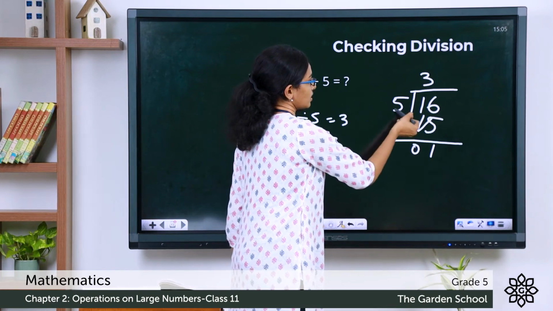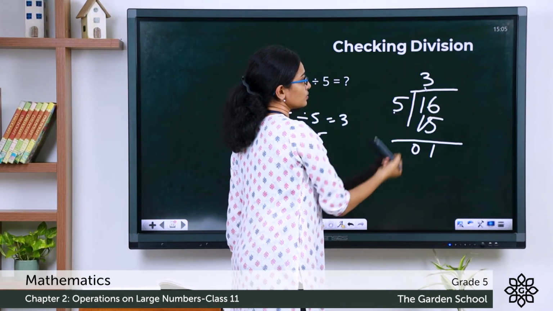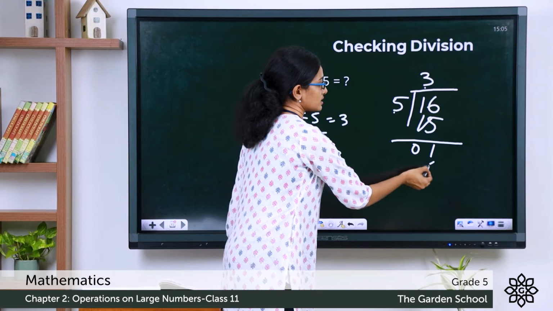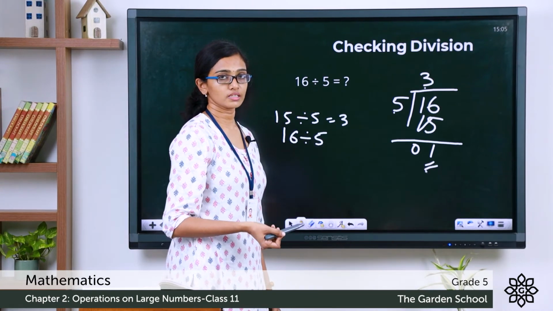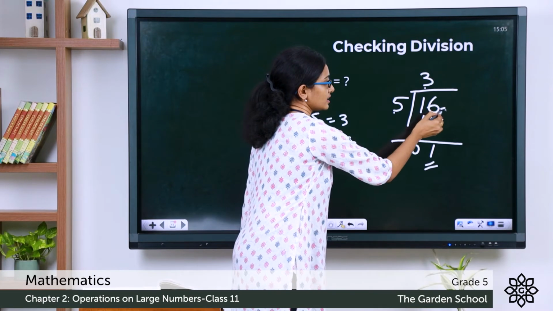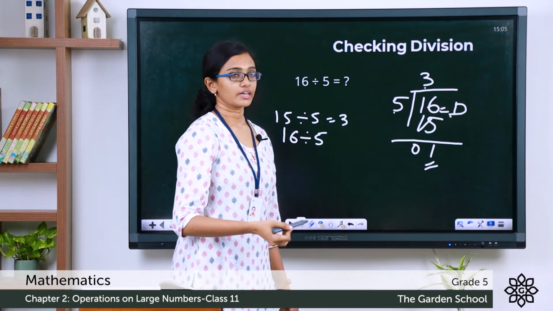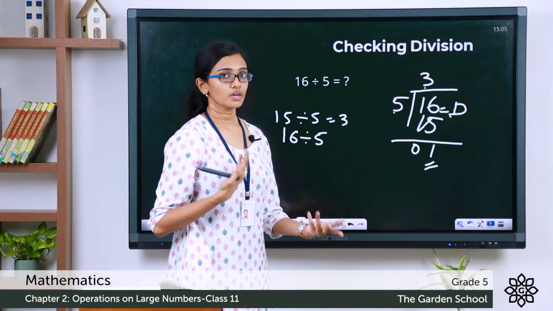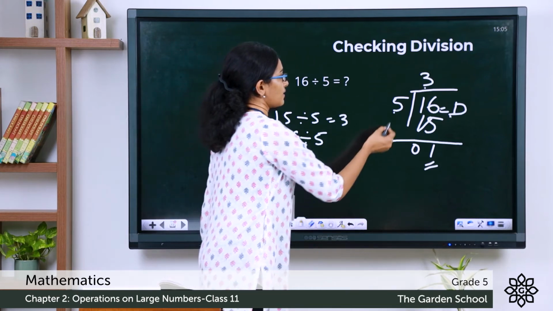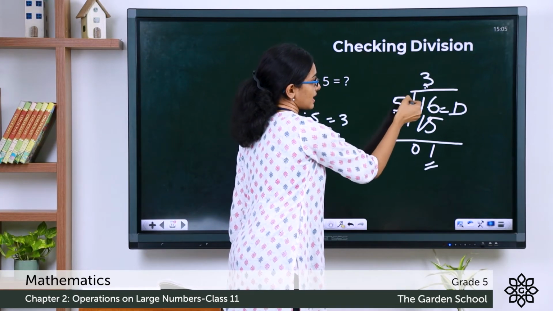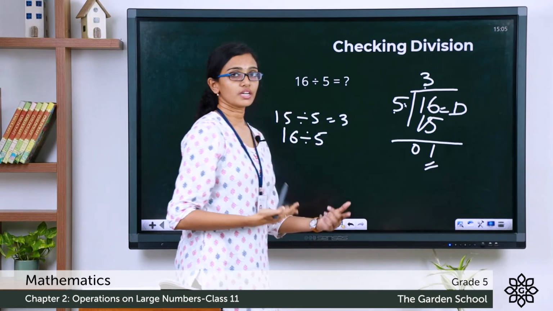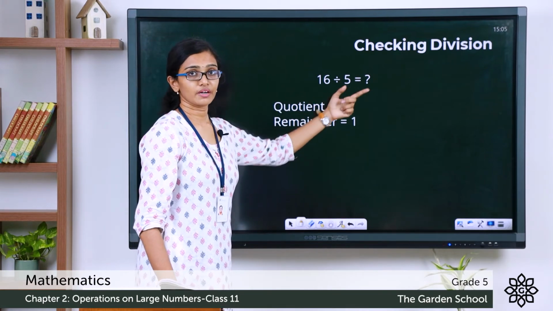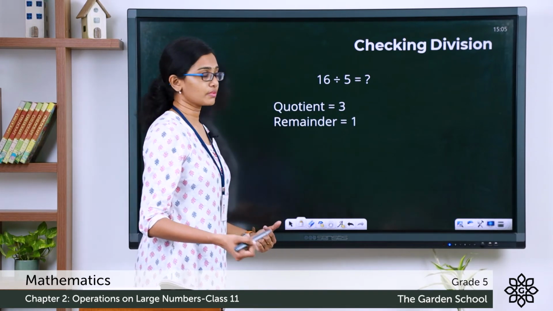Now, look at this. This divisor into the quotient, 5 into 3 equals 15, plus this remainder. 15 plus 1 is 16. So, that is the dividend that we were dividing. So, we can take this as a method to check if the division was done correctly. We have to multiply the quotient and the divisor, plus you have to add the remainder. See, when you divided 16 by 5, you got 3 as the quotient and the remainder was 1.